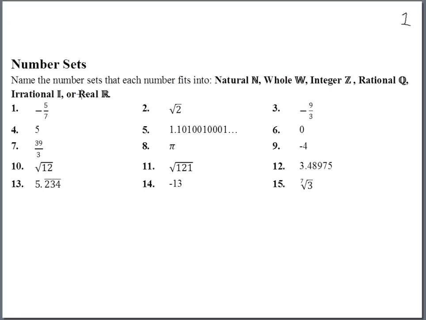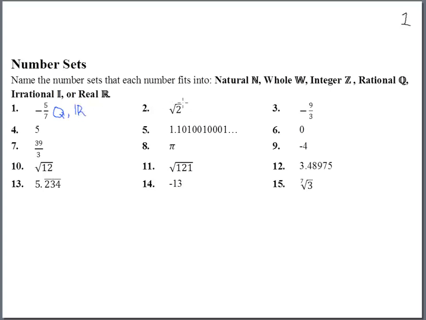Here we are on page 1. We're going to start with number 1. This is with the number sets. Negative 5/7 is a fraction. Can't be reduced, so it is a rational number. That symbol was double-lined Q, and it is also a real number.